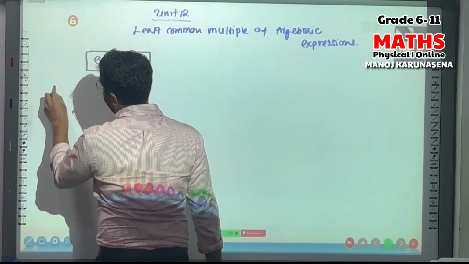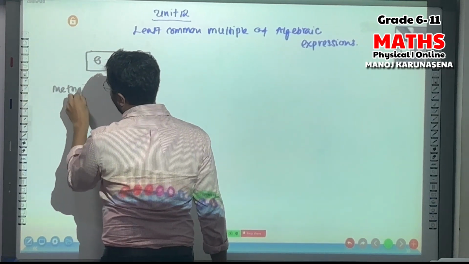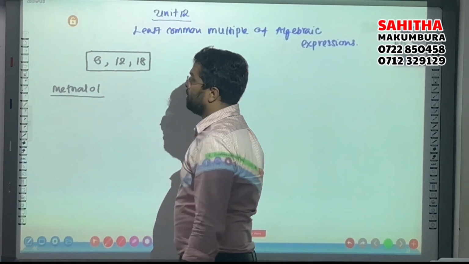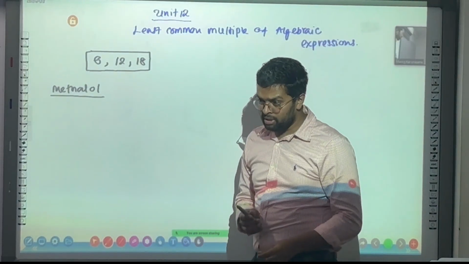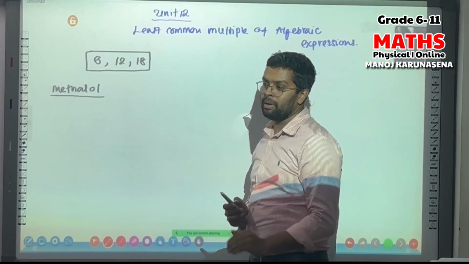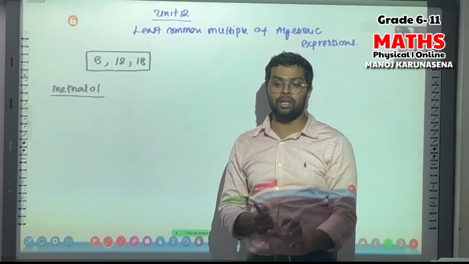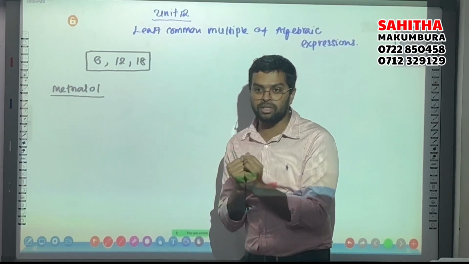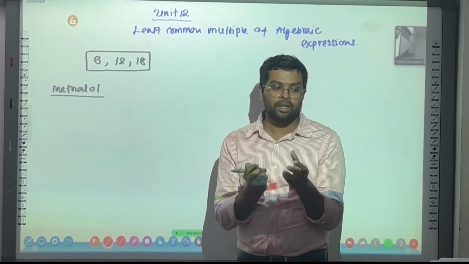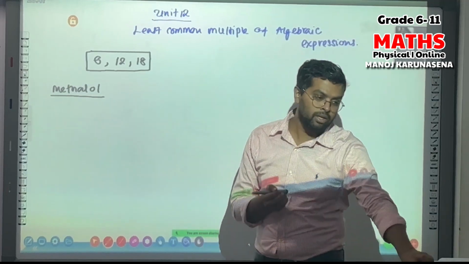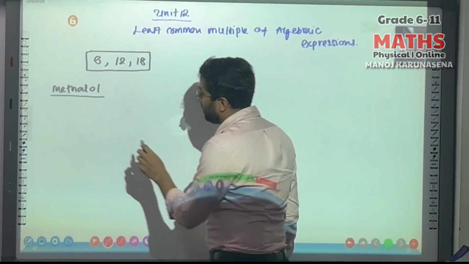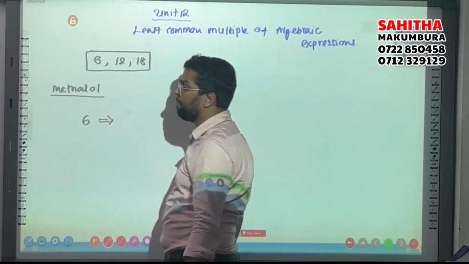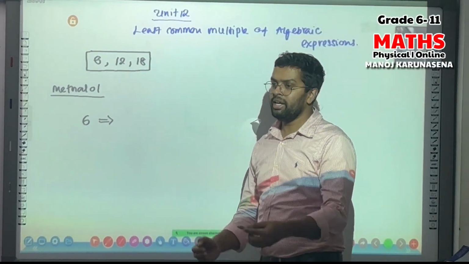Method number 1. So we are talking about multiples and then common multiples. Out of the common multiples, the smallest common multiple you have for these three numbers is what is meant by the least common multiple. Let's consider number 6. Can you tell me the multiples of 6, in ascending order?